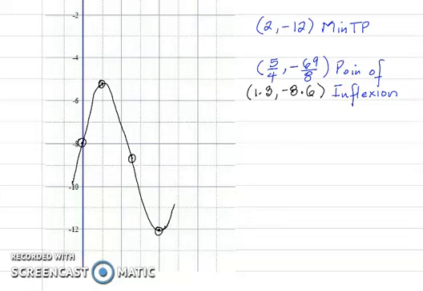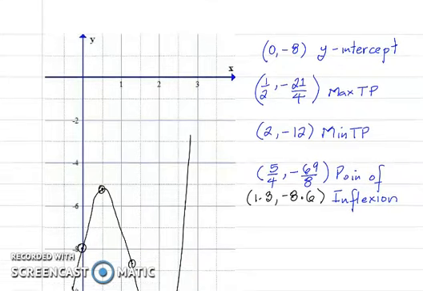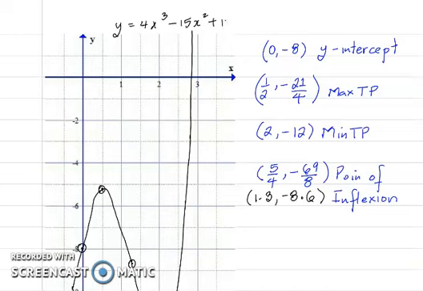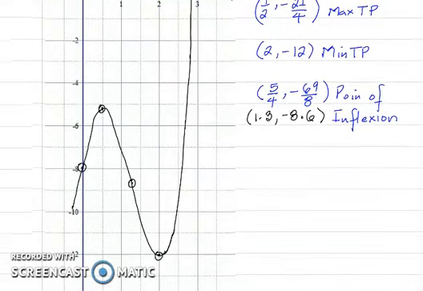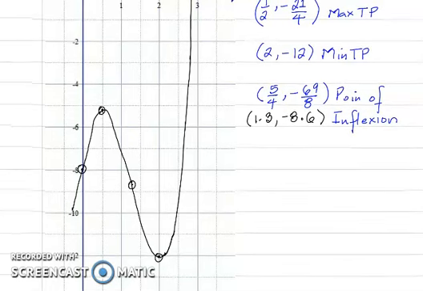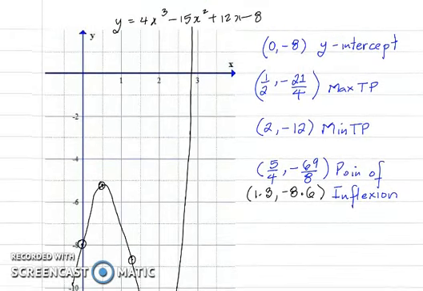All right, so let's do our best. Go back up until the graph cuts the y-axis. So this would be the graph of y is equal to 4x cubed minus 15x squared plus 12x minus 8. All right, and you can just have a good look at it. We have the y-intercept, the maximum and minimum point, and the point of inflection. And so this is what we were asked to do.